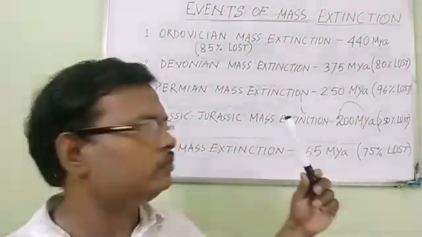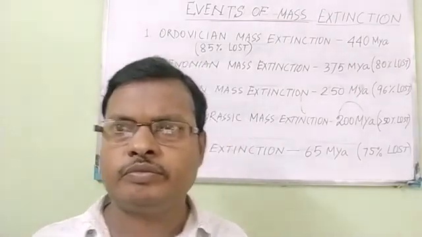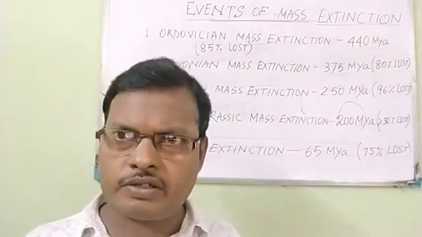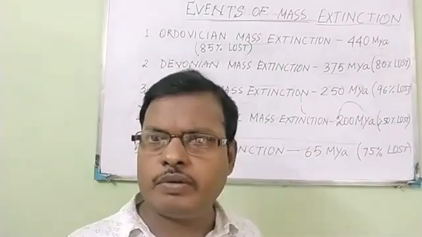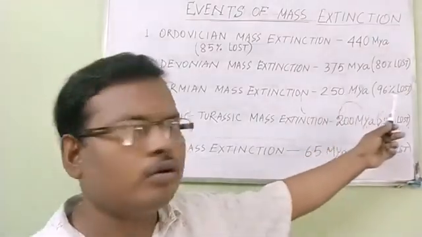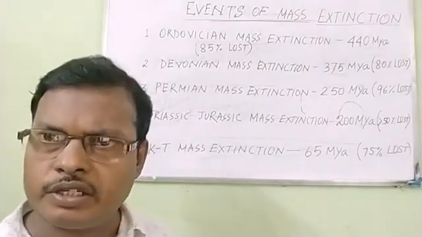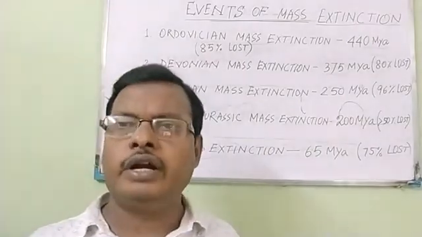This period is famous for the domination of the amphibians. Different kinds of larger amphibians culminated in this period. This took place about 250 million years ago, and the extinction accounts for about 96% loss of the existing species during that time. Most amphibians disappeared.